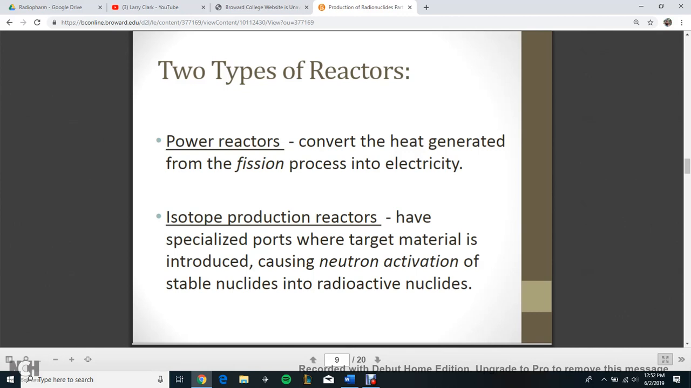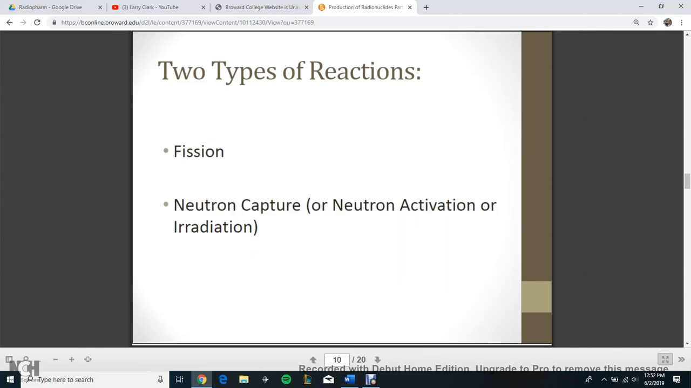There are 2 types of reactors. Power reactors, which convert the heat generated from the fission process into electricity. Isotope production reactors have specialized ports where target material is introduced, causing neutron activation of stable nuclides into radioactive nuclides. There are 2 types of reactions: fission and neutron capture, or neutron activation or irradiation.